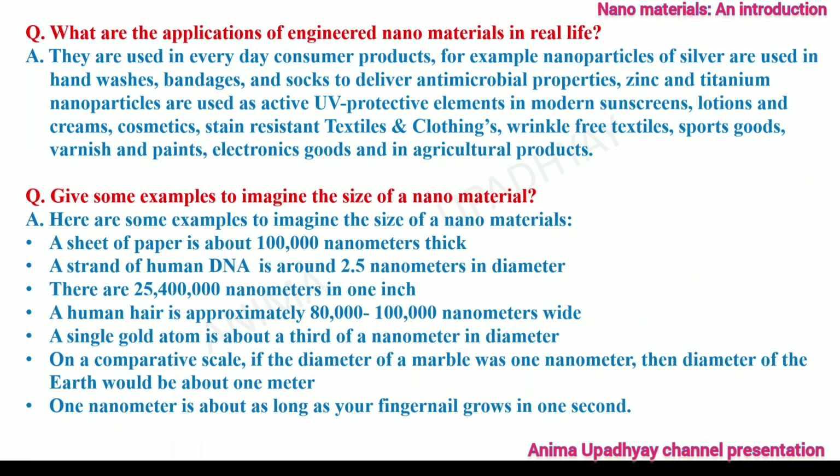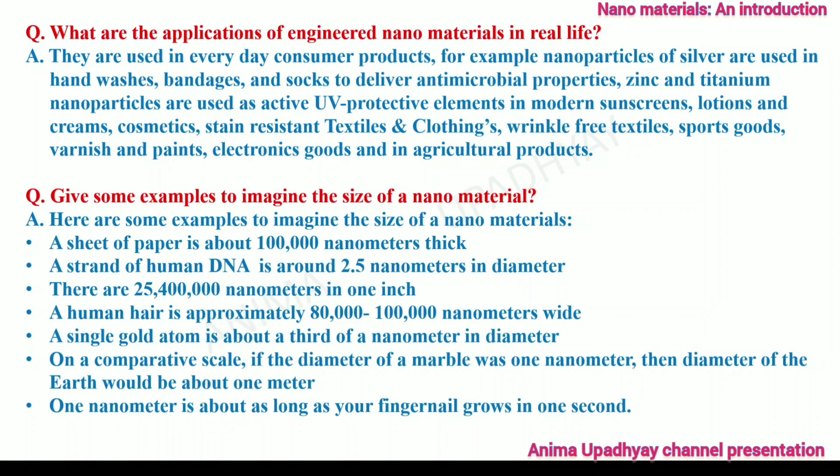What are the applications of engineered nanomaterials in real life? They are used in everyday consumer products. For example, the nanomaterials of silver are used in hand washes, bandages, and socks to deliver antimicrobial properties. And this is the reason when there was the epidemic due to corona, we were advised to wash our hands frequently using hand wash to get rid of the virus.